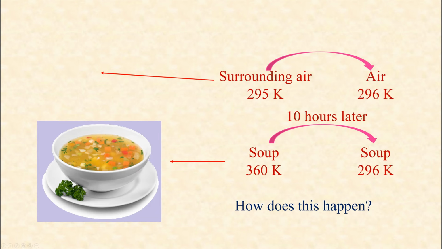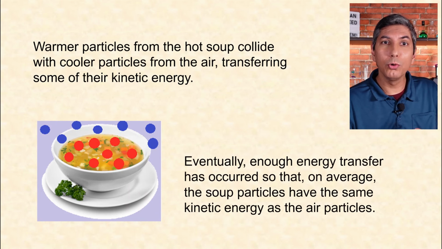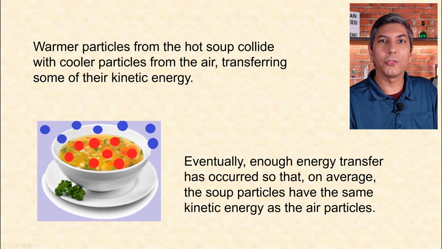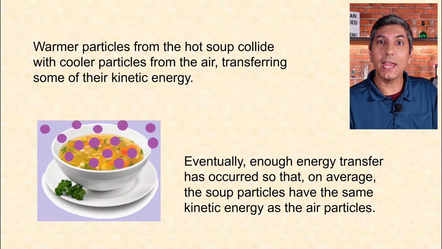The warmer particles from the hot soup collide with cooler particles from the air. And when faster, warmer particles collide with slower, cooler particles, kinetic energy is transferred. And eventually, after enough time, there's been enough energy transfer so that the soup particles have the same average kinetic energy as the particles in the air. The two temperatures are equal, and they've reached thermal equilibrium.